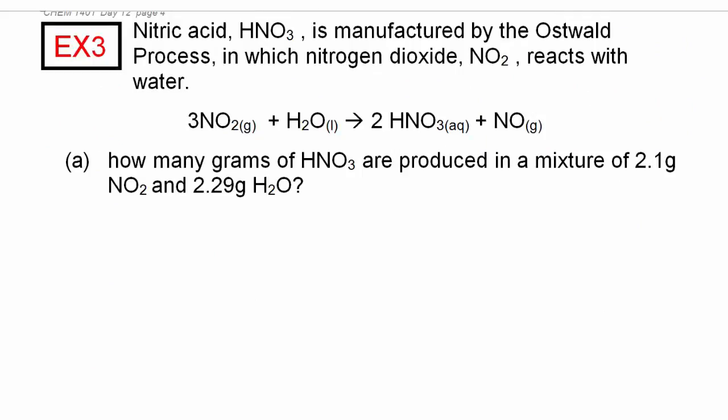Nitric acid is manufactured in the Ostwald process. Here's the reaction. How many grams of nitric acid are produced in a mixture of 2.1 grams of nitrogen dioxide and 2.29 grams of water? So definitely a limiting reagent problem. We want to end up in grams of nitric acid. So let's just convert our amounts to grams of nitric acid and pick our smallest answer.